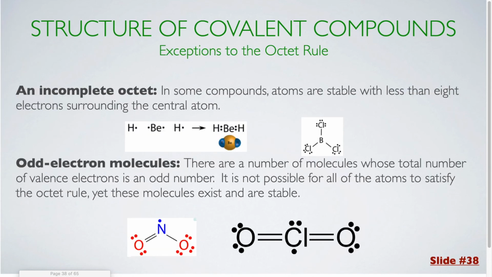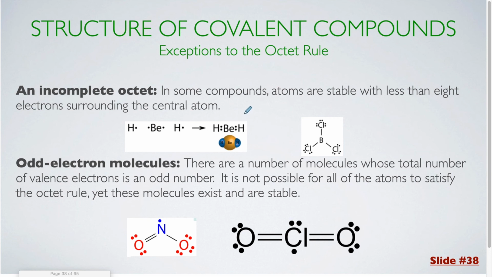There are also exceptions to the octet rule. One such exception is an incomplete octet. In some compounds, atoms are stable with less than 8 electrons surrounding the central atom, especially smaller ones. So here we have a beryllium atom. It starts off with 2 valence electrons. It can share electrons with hydrogen, and by doing so, it ends up with 4 in its outer shell. Based on the octet rule, this shouldn't be stable, but this compound does exist.